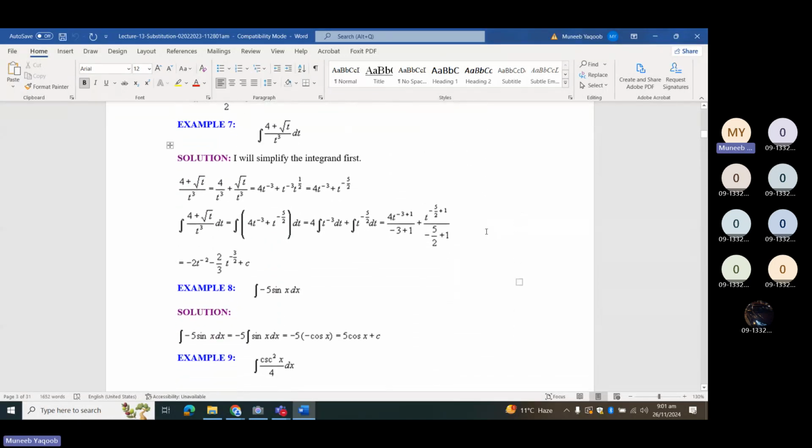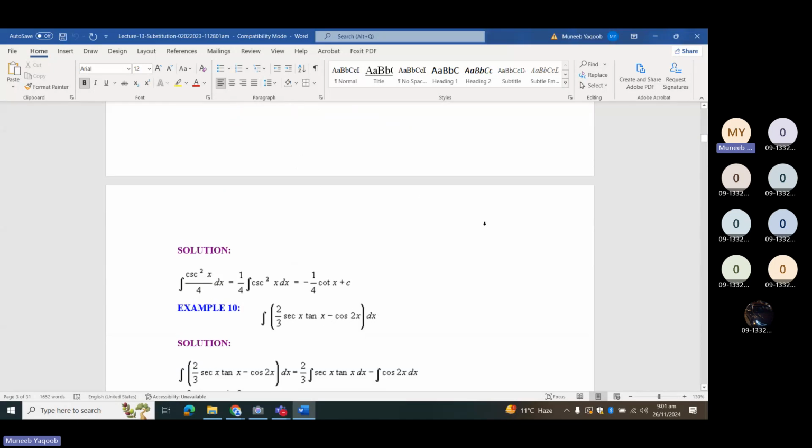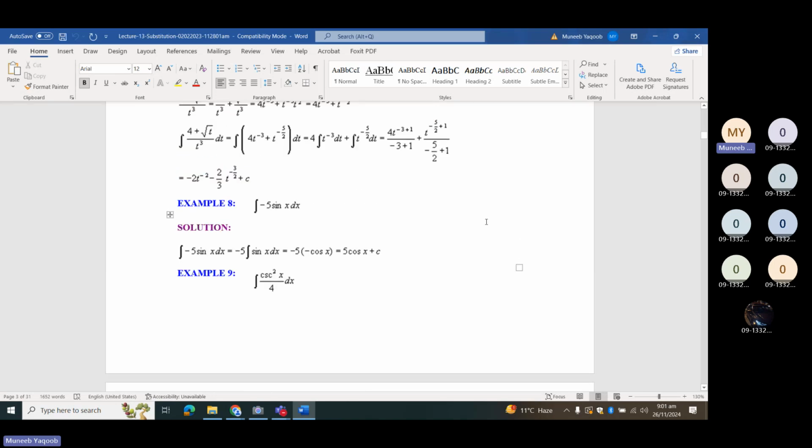Now I think these are very simple examples. So let us solve some difficult examples. So let us solve example number 8. In example number 8, we are to integrate the sine function. So the question is the integral of minus 5 sine x dx.